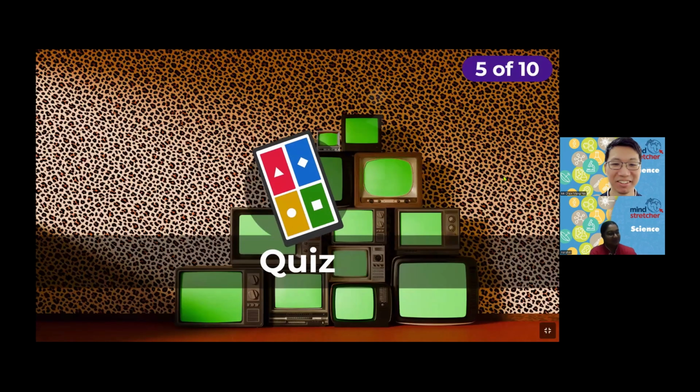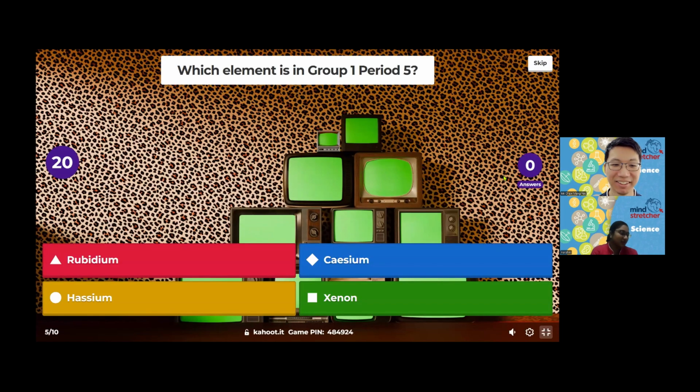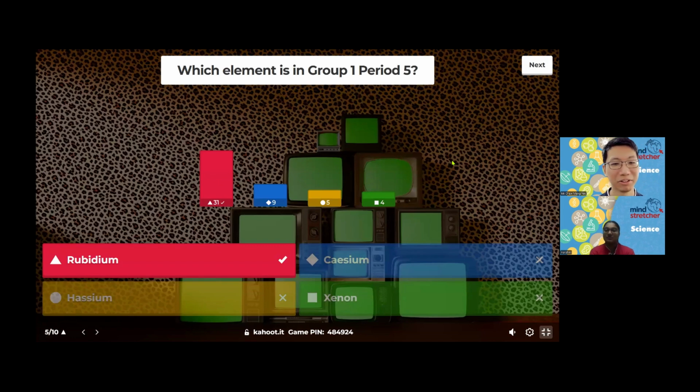Okay, let's move on. Which element is in group 1, period 5? Okay, be careful here. Look at the periodic table, guys. Oh, that's pretty good. Great. 31 of you were listening to me, or you're a bit more careful. Some of you maybe guessed cesium. Okay, rubidium and cesium are both in group 1. The rest are not. Okay, very good.